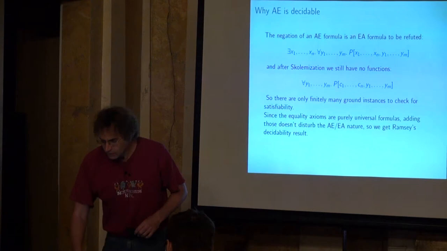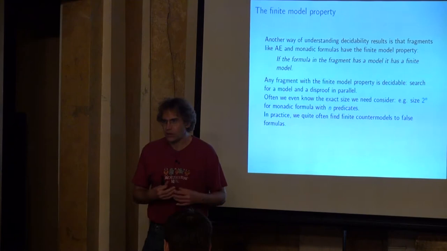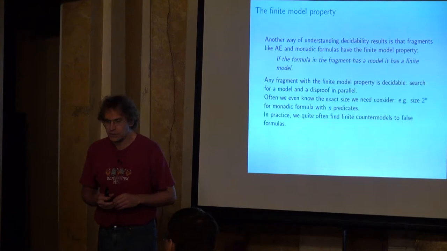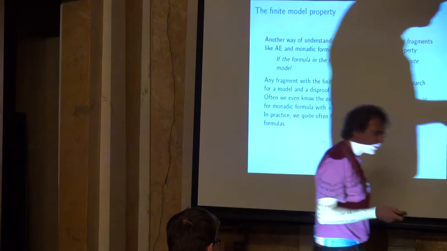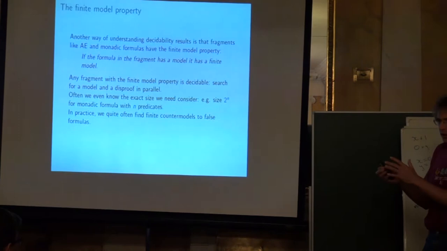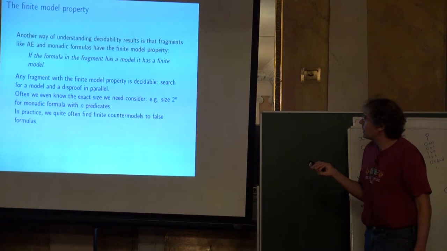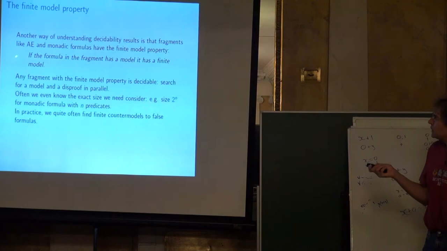But you could also seek other ways of understanding why certain fragments of first-order logic should be decidable. And one interesting one is the so-called finite model property. So both of these classes have the following property. If they have a model, then they have a finite model, a finite model being one where the domain of the variables in the terms is finite. Now, if any formula has this property, then actually its validity is decidable, albeit in a very stupid way.